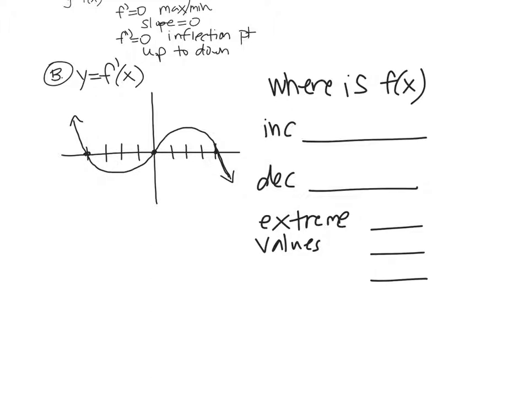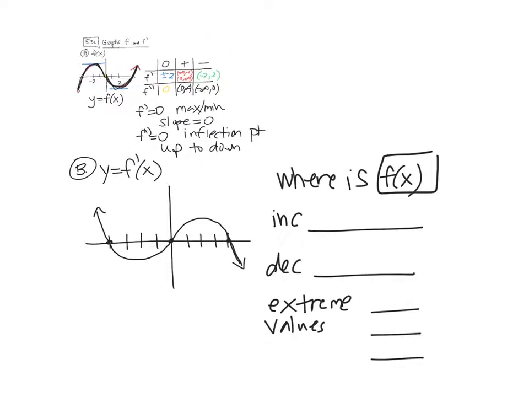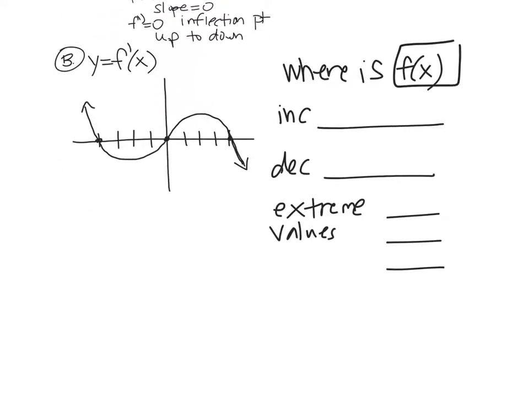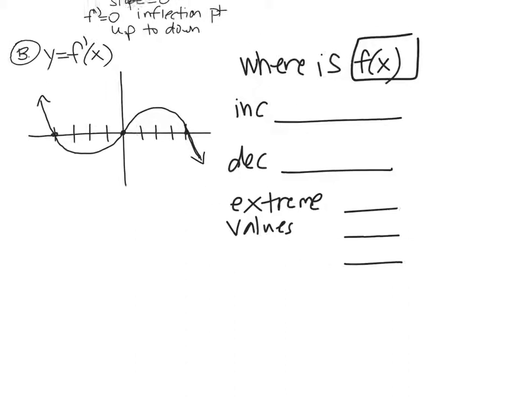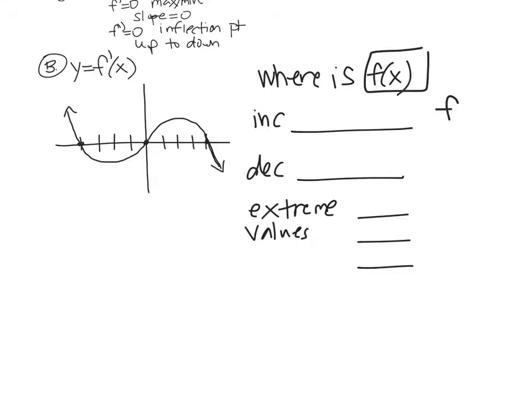So this is what I'm going to do. I know that f of x is increasing whenever my derivative is positive, right? So it's increasing whenever f prime is greater than 0. That's where my original graph is increasing. Now you have to think of this as the x-axis, and this is the f prime of x-axis. So whenever my f prime of x is positive, that's where my original graph is increasing.